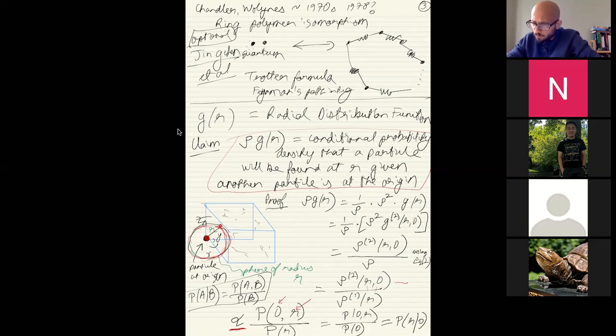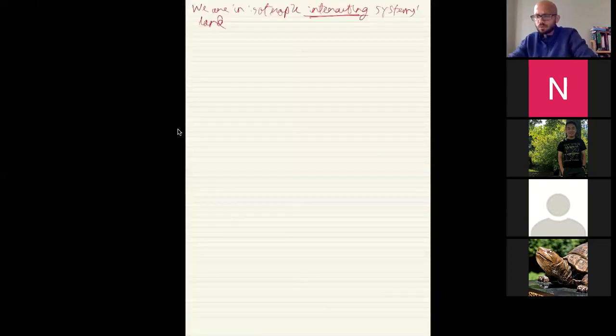You could have also written it in this form. You could have also written it as r comma 0 divided by rho. It's the same thing. It doesn't matter. We are in classical world, things can be commuted. And then this would be r comma 0. And then we will have r given 0. So let's use this claim to see how rho g of r will look.